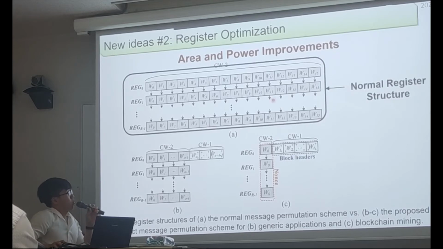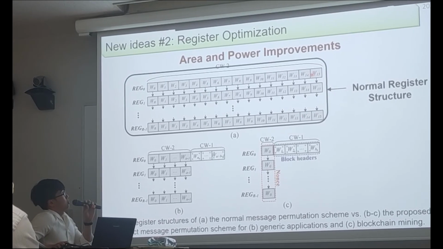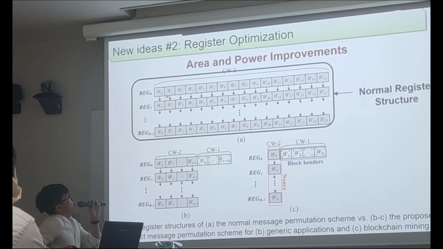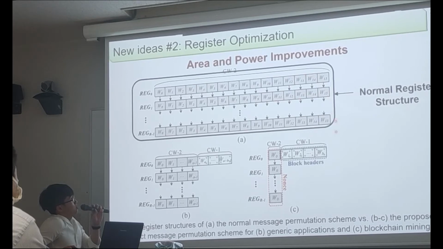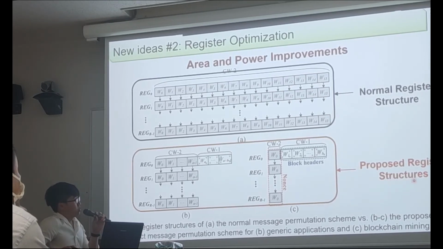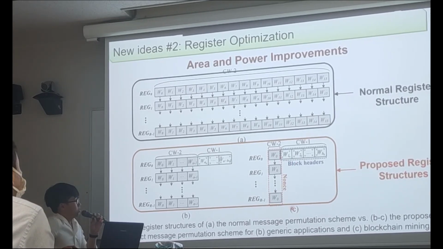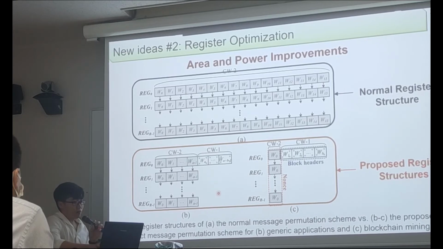Now here is the normal register structure. They have to use enough registers to store the unknown data value. And the second one is the proposed register structure for blockchain mining. As you see here, with just the block header, we reduce a lot of registers here.